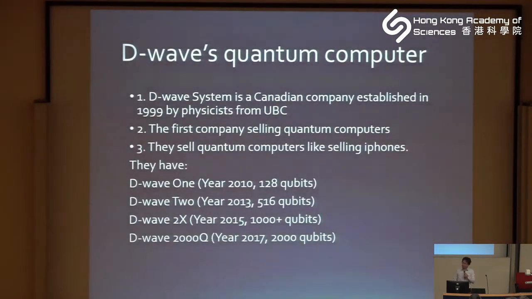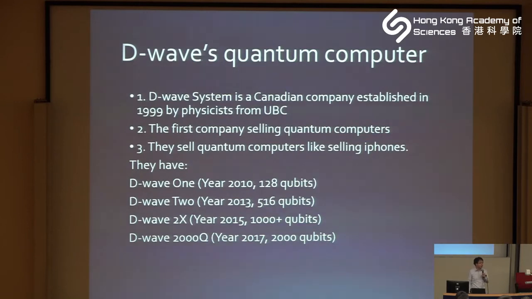And actually, there are also companies, they started selling quantum computers. So one of these is a so-called D-Wave system, a Canadian company. And they sell quantum computers like selling iPhones. They have their first generation D-Wave 1 quantum computer with 128 qubits.